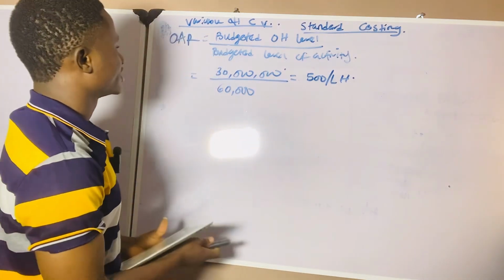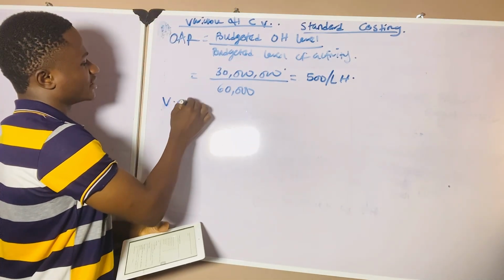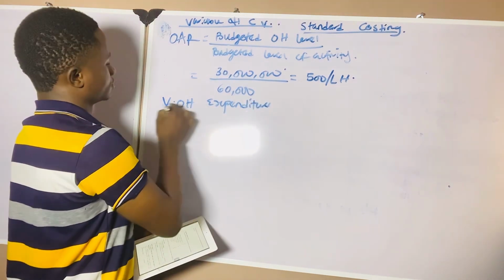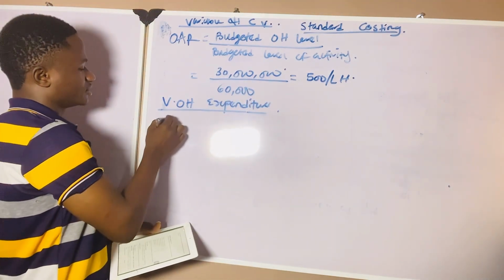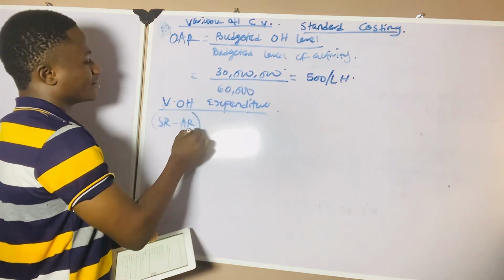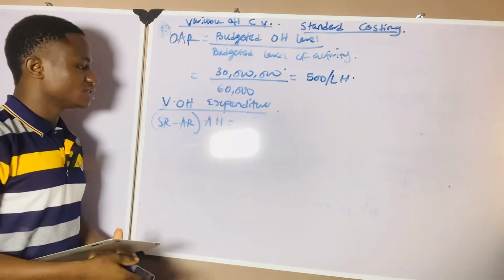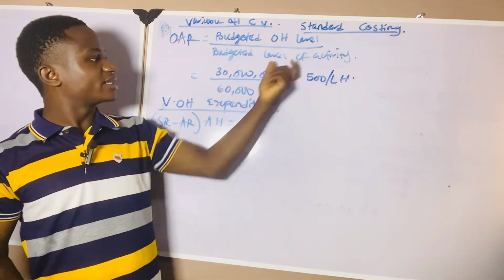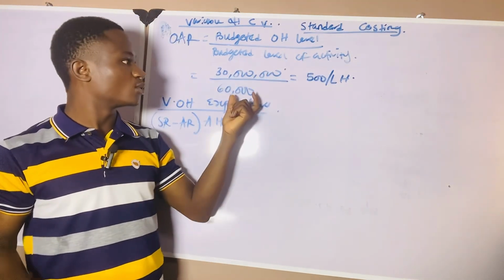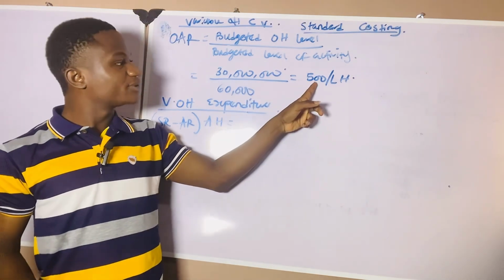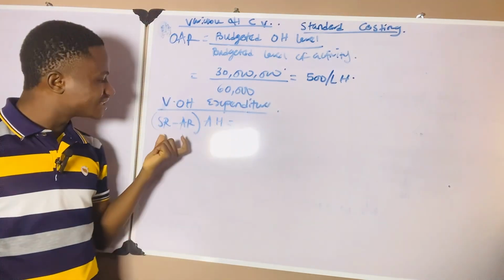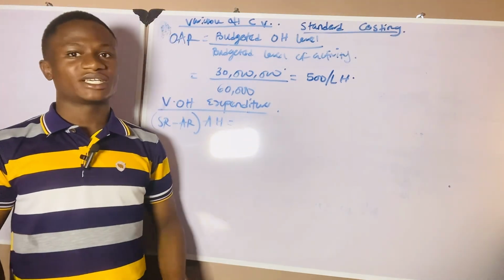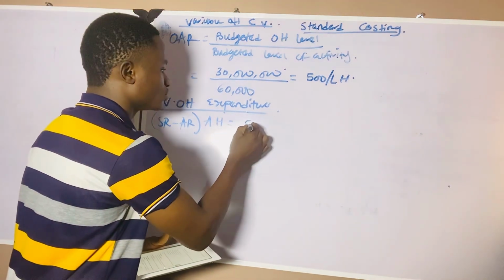So let's start with the variable overhead expenditure variance. The formula that I gave earlier is standard rate minus actual rate, multiplied by the actual hours. Now the question is the standard rate. The standard rate is what I just calculated, because I used my budgeted overhead level, which is 30 million, divided by the budgeted level of activity, which is 60,000. So that gives me 500 per labor hour. This is my standard rate. That means for 1 hour, I should cover 500 naira of variable overhead.